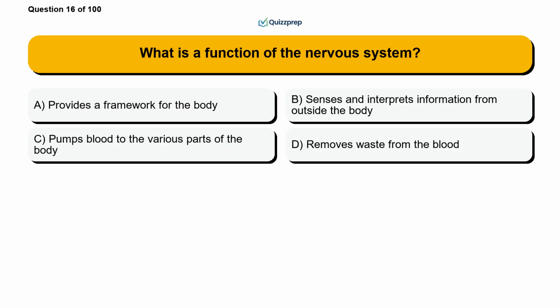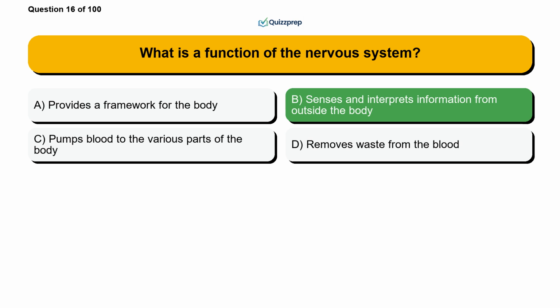Question 16. What is a function of the nervous system? Option A, provides a framework for the body. Option B, senses and interprets information from outside the body. Option C, pumps blood to the various parts of the body. Option D, removes waste from the blood. The correct answer is option B, senses and interprets information from outside the body.